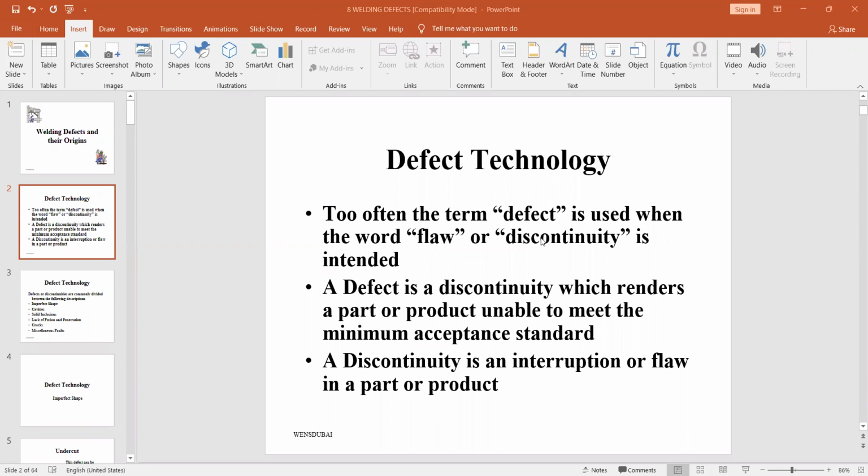So you will not decide defect or discontinuity. The designer will decide. As per the designer's requirements, we use the applicable acceptance criteria. If any discontinuity in your job is within the acceptable limit, then it is a discontinuity. If the discontinuity is not within the limit, then we can say it is a defect.